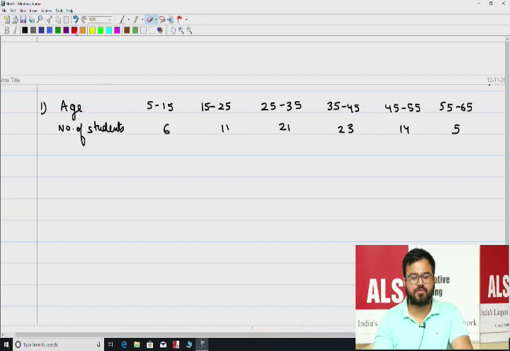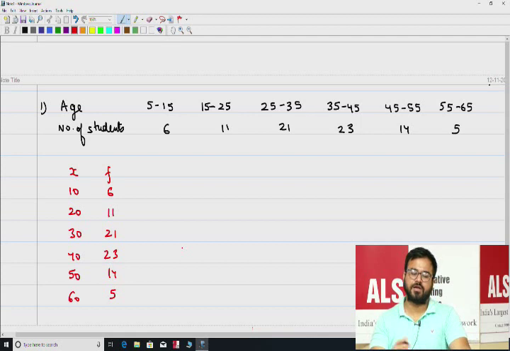for finding the mean, we know we have to find the class mark. So how we can find the class mark? The x value, the frequency is given. The class mark will be the middle value of the class interval. So adding lower limit and upper limit, divided by 2, that will be 10. Then it will be 20, 30, 40 and 50. And this will be 60. So frequency is 6, 11, 21, 23, 14 and 5.